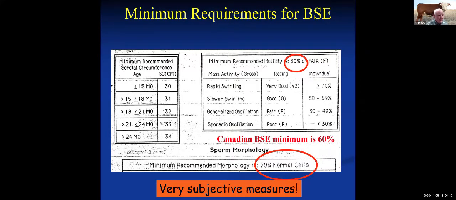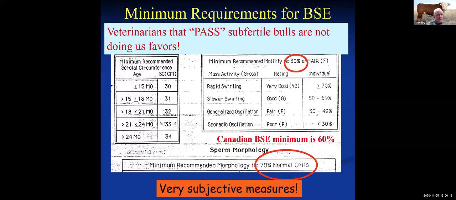And so I hope I don't upset a lot of folks here, but veterinarians that pass subfertile bulls are not doing us any favors. And I'll come back with this comment a little bit later in my presentation, but we really need to identify veterinarians to come test our bulls that are actually critical. And I was impressed with Dr. McFarland's presentation that 45% of producers in California conduct an annual breeding soundness exam, because I would bet that it's not that high in Montana.